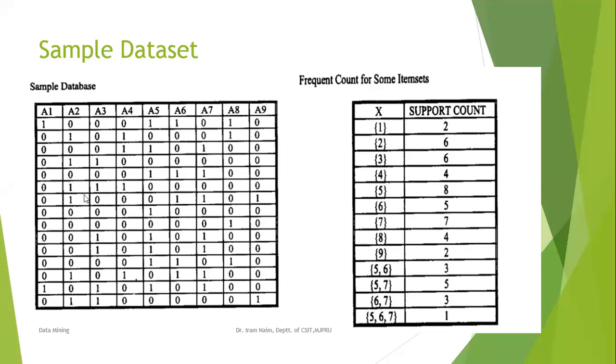Okay, to count the support value, what we need to do is count how many times a particular item appears in different transactions. To count the support value of an item, we count how many times that item appears in different transactions. So first we need to count the support count of A1.